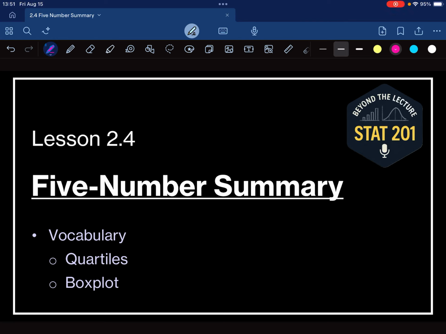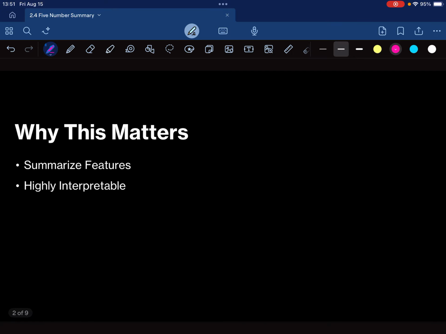This is lesson 2.4, which is all about the 5-number summary. So we're going to talk about quartiles and how to make a box plot in this video. Why this matters is in research, we want to be able to summarize the features in our data in a very interpretable way. So we want something that's easy for people to digest and summarizes all of our data in quick and easy fashion.